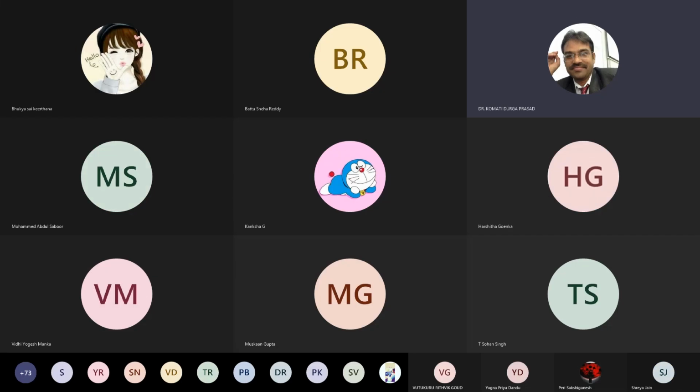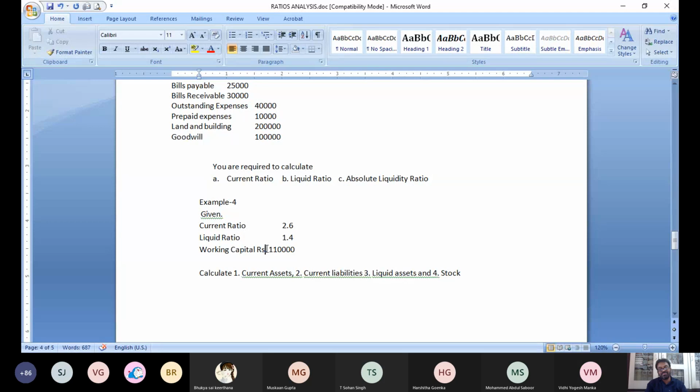What is given? Before, various types of current assets and current liabilities were given. On the basis of that, we calculated the current ratio, liquid ratio, and absolute liquid ratio, etc. So, what is the formula for the current ratio?